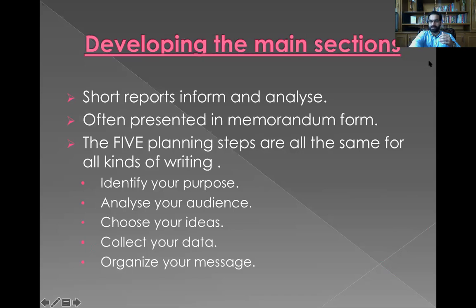So what does it say here? It says that short reports inform and analyze. That's pretty simple. Often presented in memorandum form. So what is a memorandum form? Coming in the next slides. The 5 planning steps are all the same for all kinds of writing.